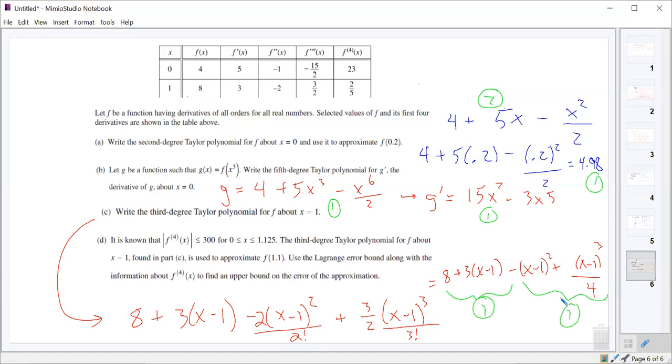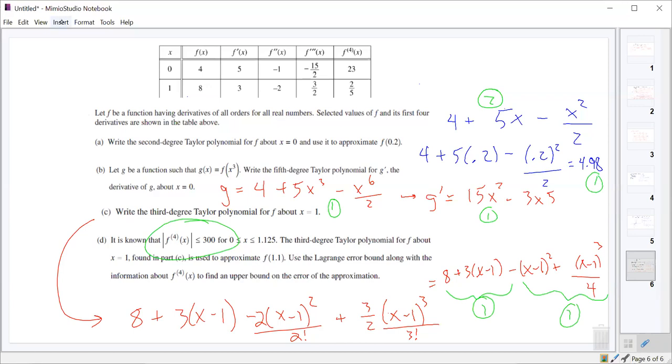All right. All right, and for part D, we're going to use a Lagrange error bound, and they're telling us that the fourth derivative of f is less than or equal to 300 for all values between 0 and 1.125. We're going to use the third degree Taylor polynomial for f around x equals 1 to approximate f of 1.1 and use the Lagrange error bound to find upper bound on the error of that approximation.